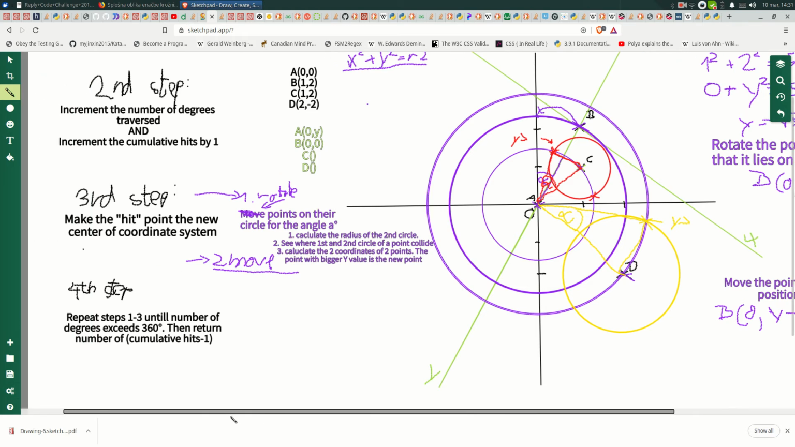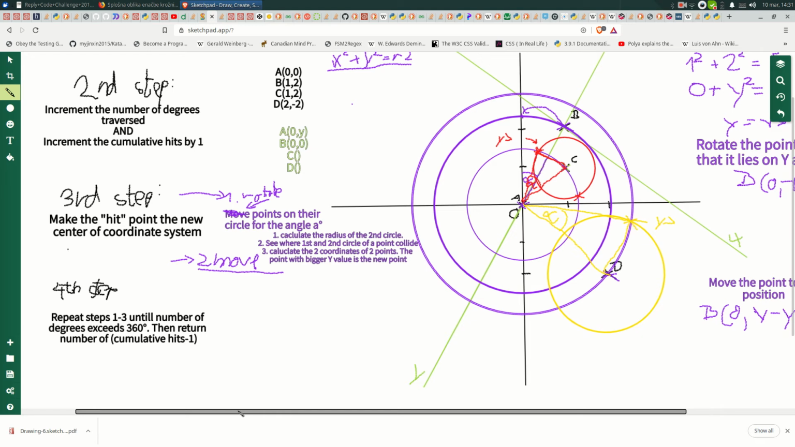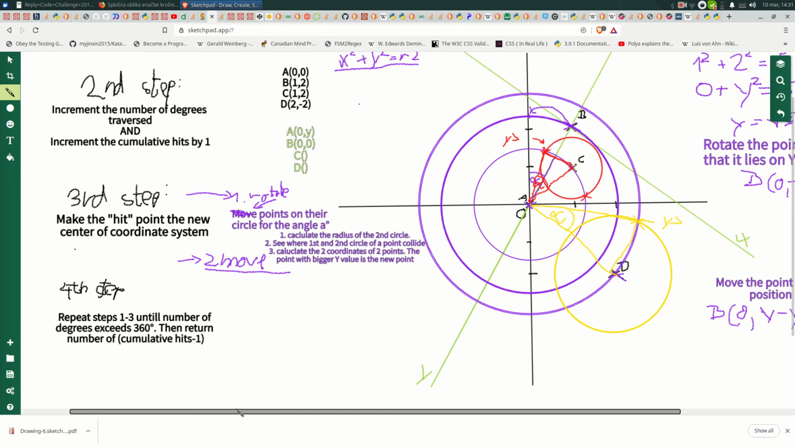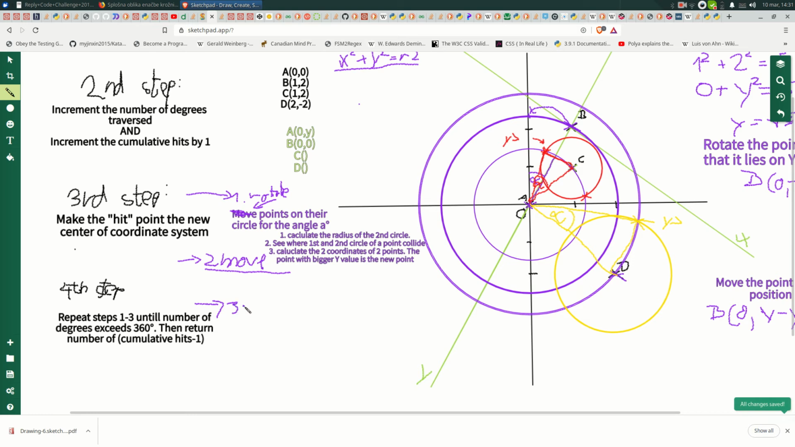Make the hit point the center of the new coordinate system, so move points and rotate them by the angle A, then move, and then I guess the third step would be: 3, return copied points to their appropriate quadrants.